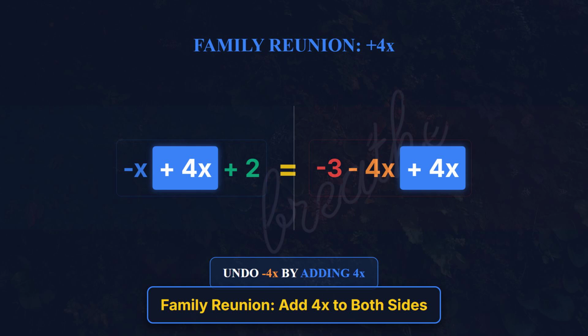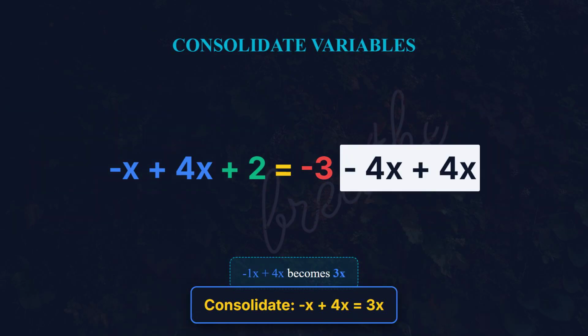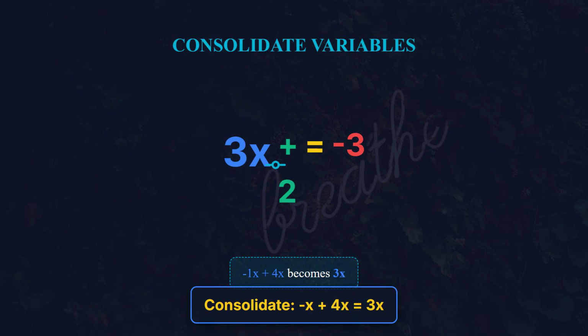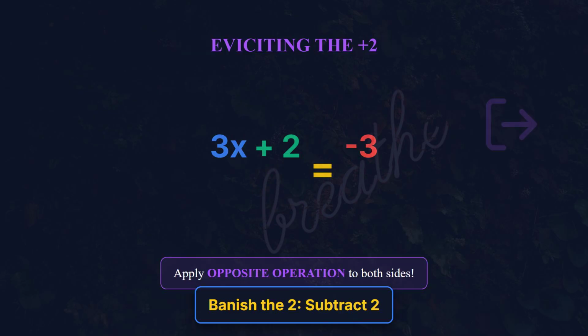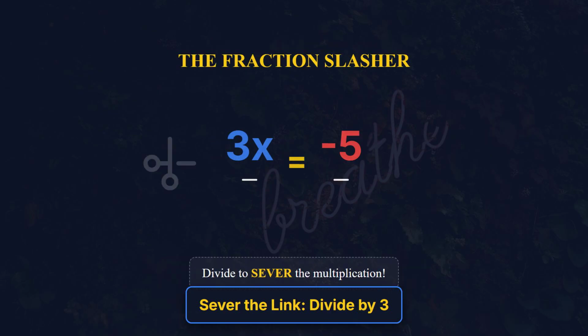Let's move the negative 4x across the line by performing the opposite operation and adding 4x to both sides. On the left, minus x plus 4x groups down into a solid positive 3x. On the right, the variables wipe out completely. Now let's evict the positive 2 away from our variables by subtracting 2 from both sides of the balance setup. This yields 3x equals minus 5.